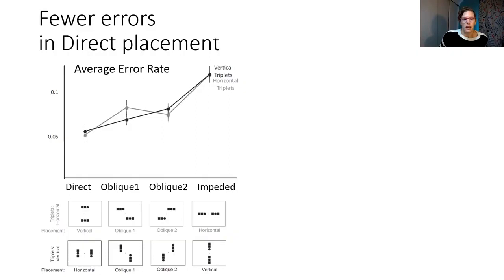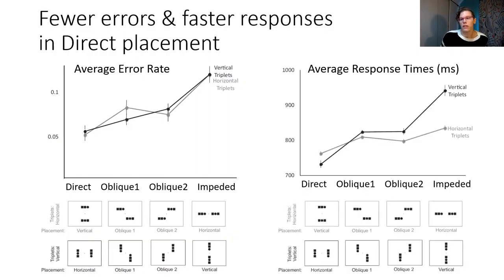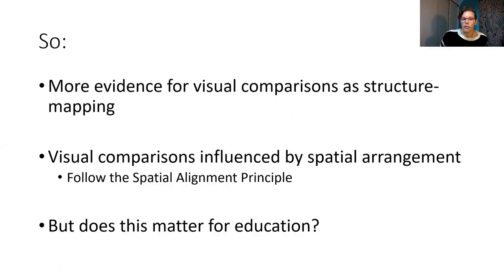And they also looked at response time, and they found a parallel pattern there. So here the y-axis is response time. So again, lower is better. And again, fastest when they were in direct placement, slowest in impeded, and intermediate in oblique. So again, these results come straight out of the spatial alignment principle. And that provides, again, more evidence that visual comparisons are being driven by a structure mapping process.